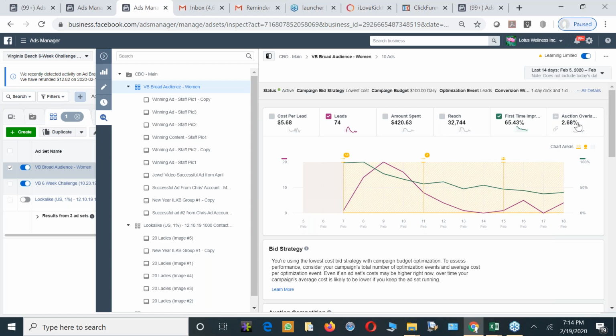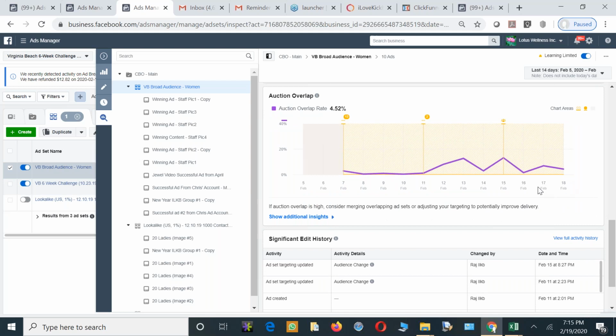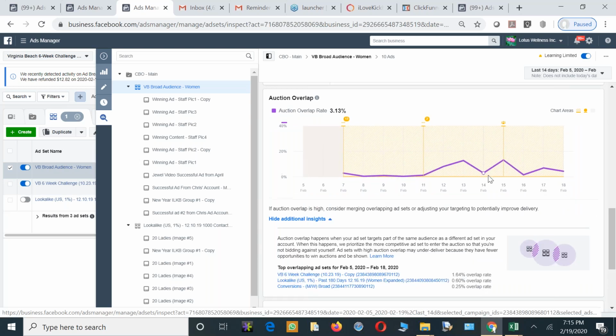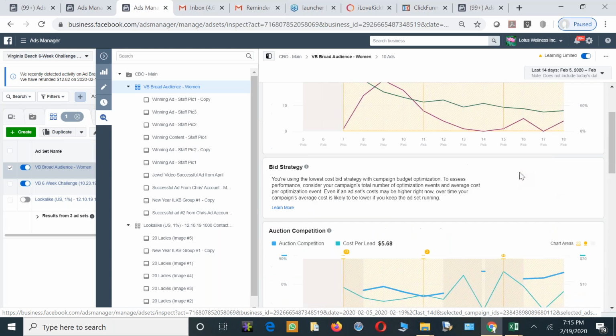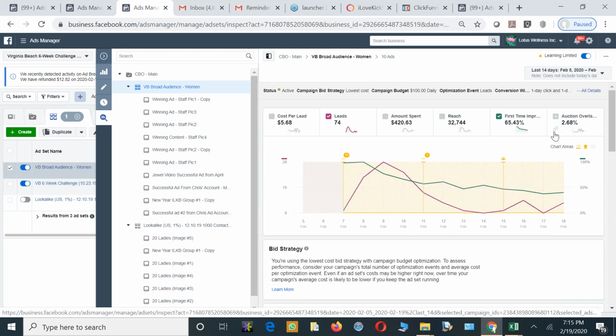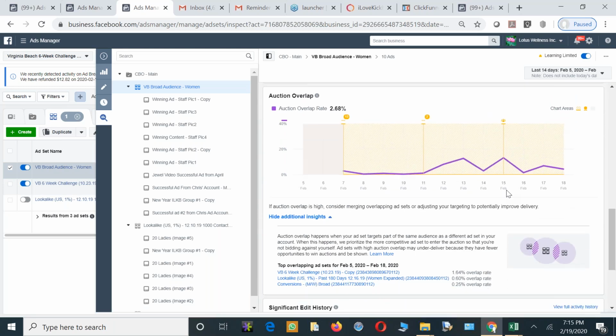The auction overlap, how do I control that? I guess that just makes sure that I don't have other ads putting in. Right here, it'll tell you. We clicked on this, and just to show you how I got here, it was a little fast. If we go back up, this button takes you down there, and it tells you the top overlapping ad sets for this time period. The Dany Beach 6-week challenge ad set, the lookalike US past 180 days, 0.6.